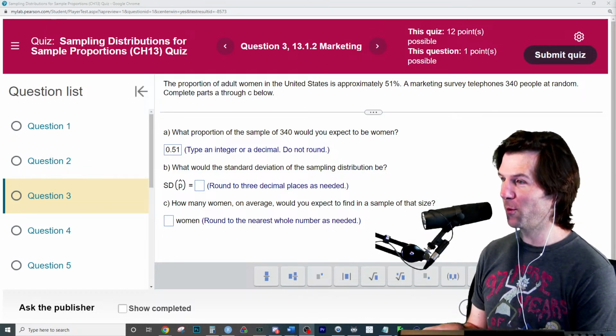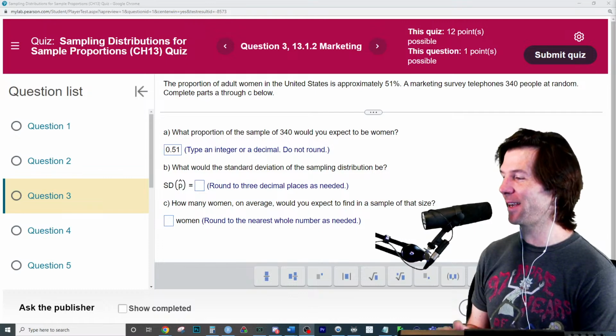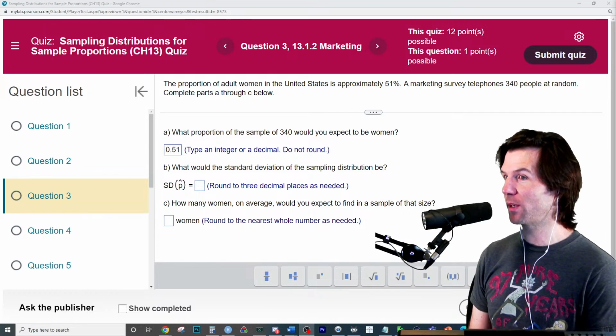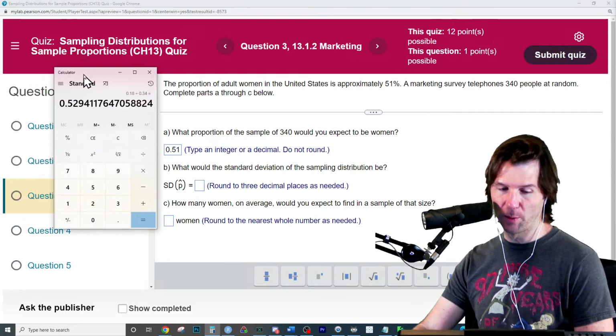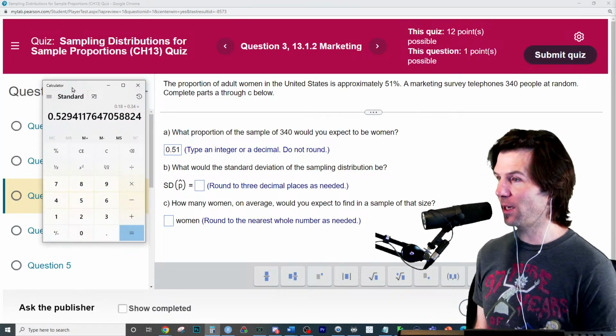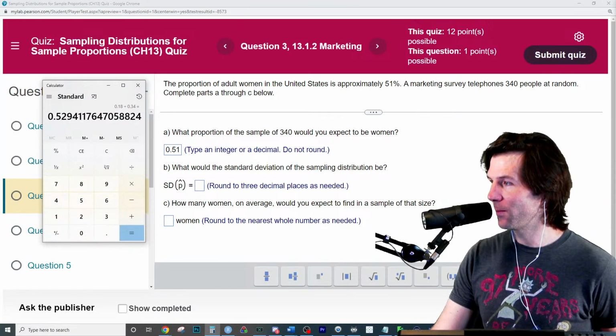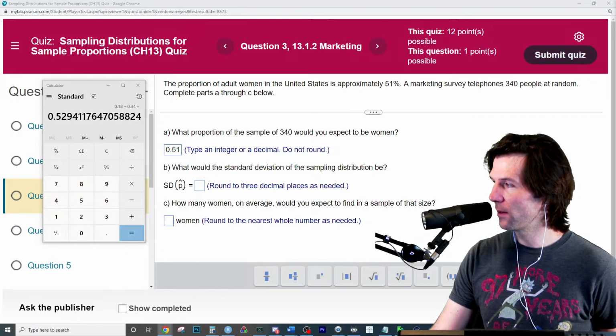P times Q over N. I love it because of the dancing right there. P times Q over N, square root. So what's P? So you ready? We need to first find P, which is the true proportion. Great job, Roshni, right there. What is P? What is P in this?